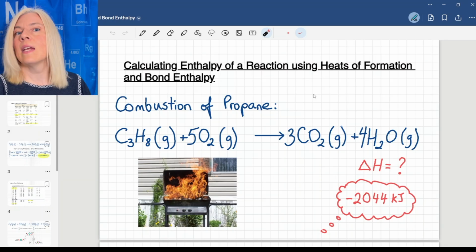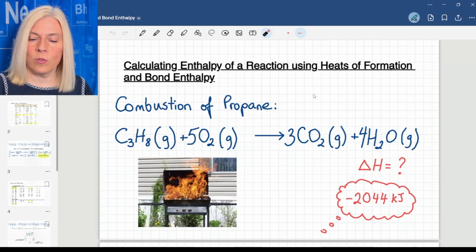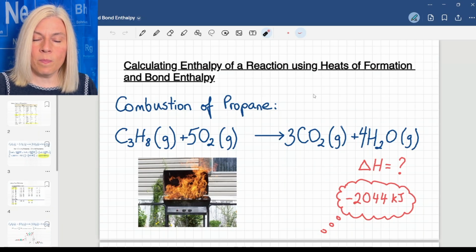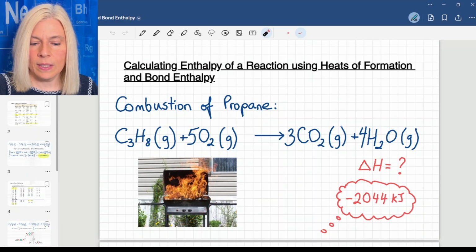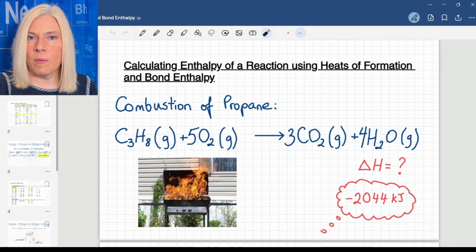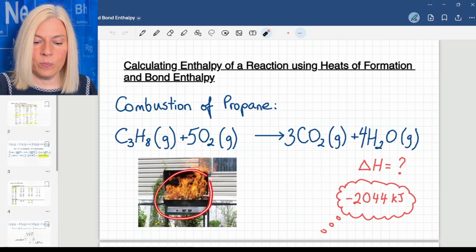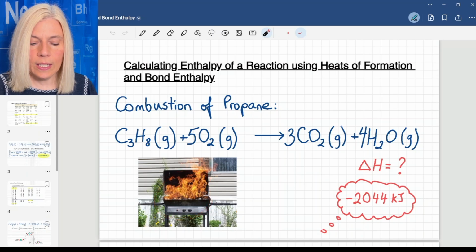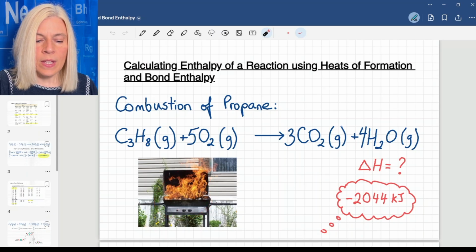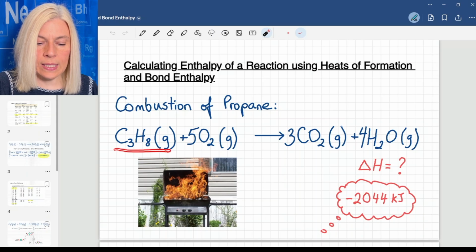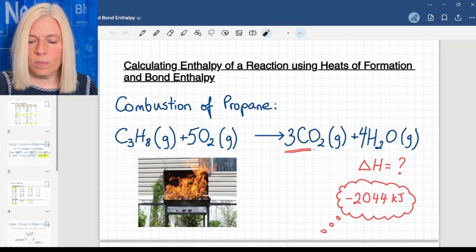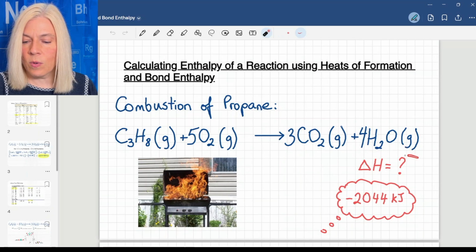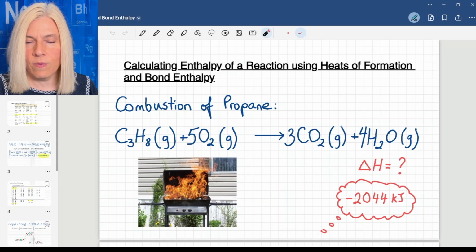So here is the example that we will use throughout this video, and that is combustion of propane. Oh my gosh, I hope this doesn't happen, right? Propane is our barbecue tank, and here is propane burning. A little too much, but here is combustion of propane. The formula is C3H8, a combustion reaction combining with oxygen, making carbon dioxide gas and water vapor, and we want to know the enthalpy of this reaction.